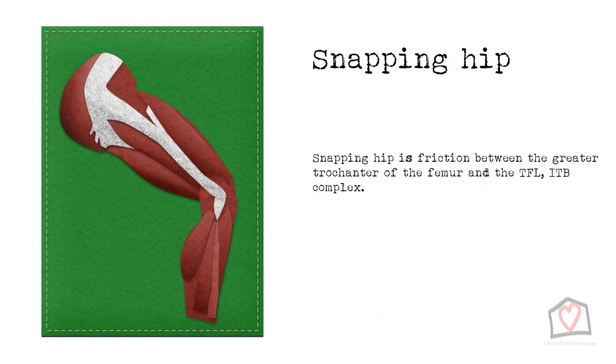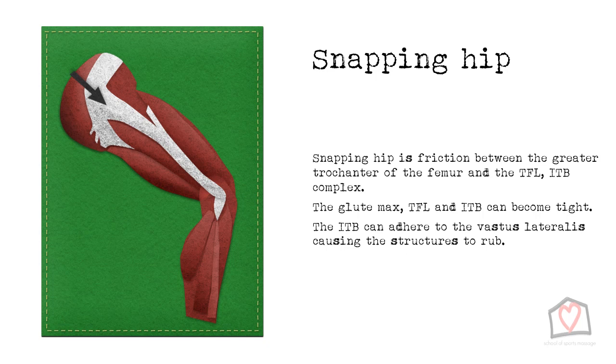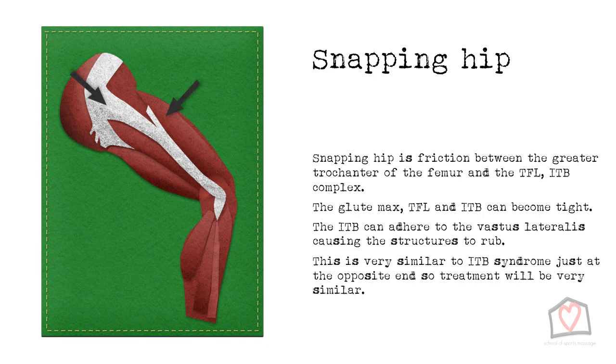Snapping hip is when there is friction between the greater trochanter of the femur and the TFL-ITB complex. The glute max, TFL and ITB can become tight, and the ITB can also adhere to the vastus lateralis, causing the structure to rub. This is very similar to the iliotibial band syndrome, just the opposite end, so treatment will be very similar, although I don't see this as much as ITB syndrome.